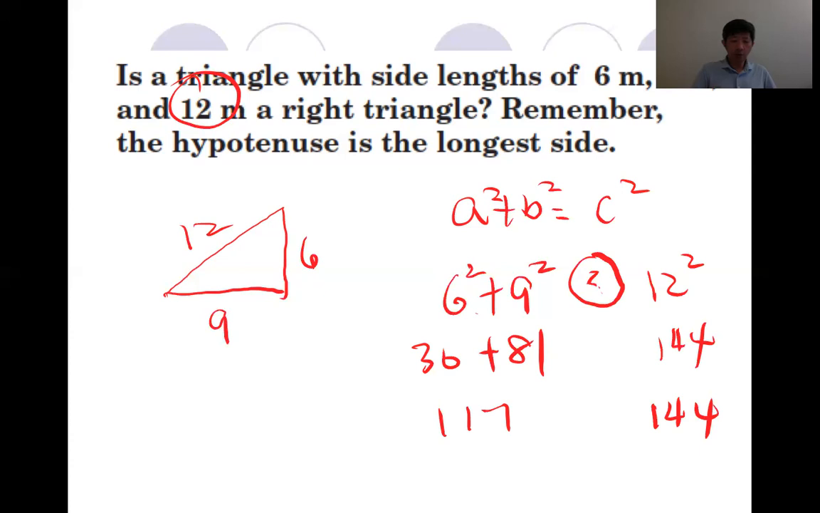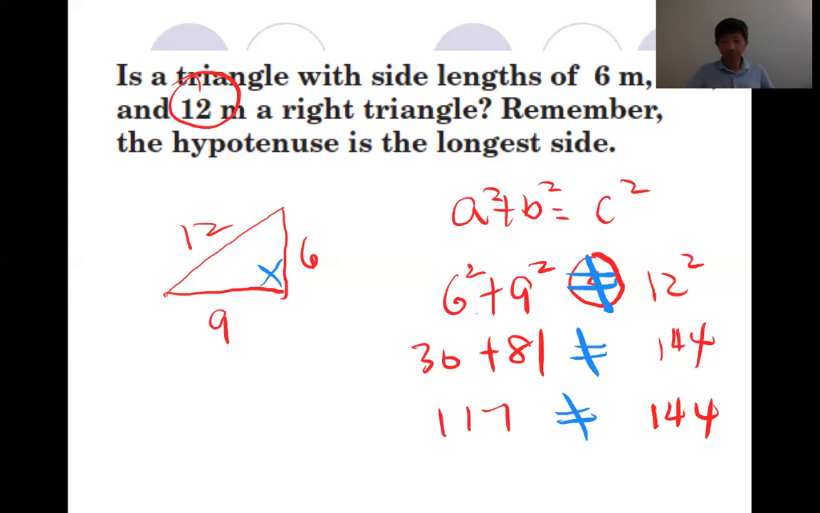So what do you see? Is 117 equal to 144? No, they are not equal. So therefore, what can we say? We can say the triangle is not a right triangle. If it were a right triangle they would be equal, but this is not, so this is not a right triangle.